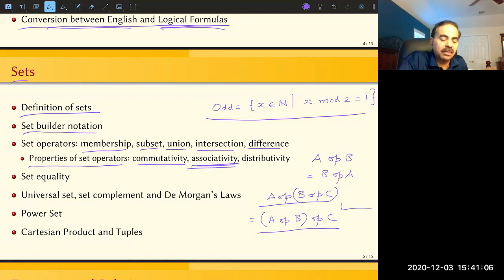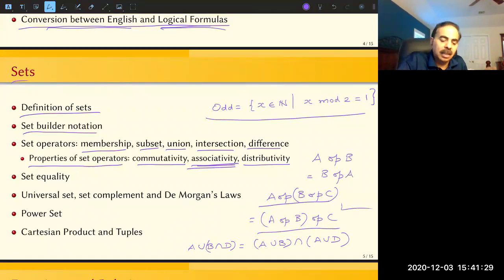That is called associativity. Distributivity involves two operators, and one of the examples that we considered is A union (B intersection D) equals (A union B) intersection (A union D), right?